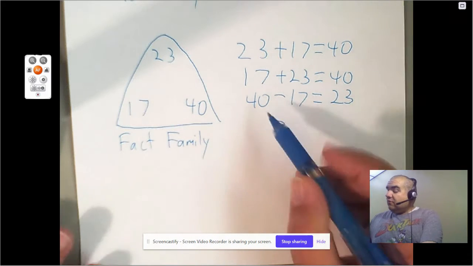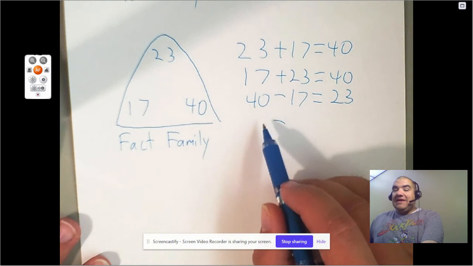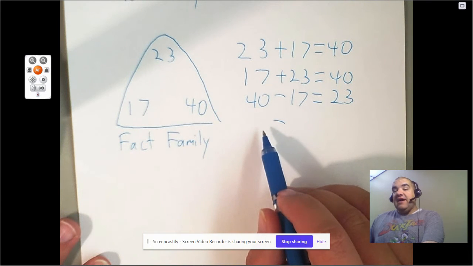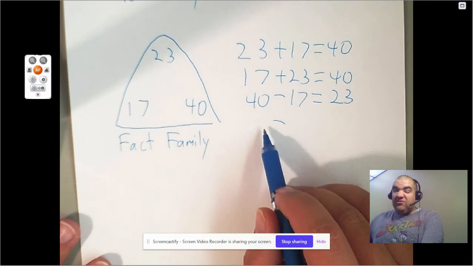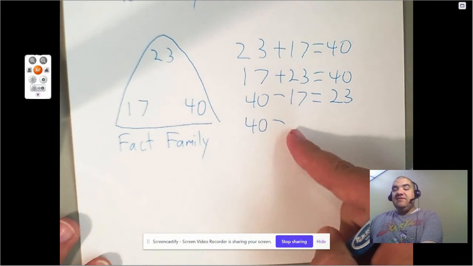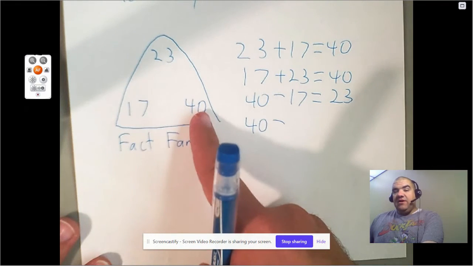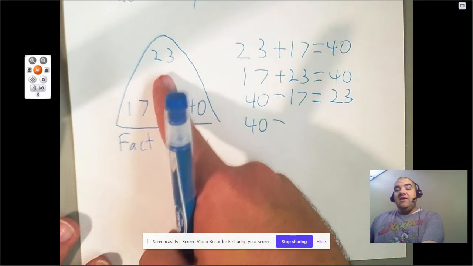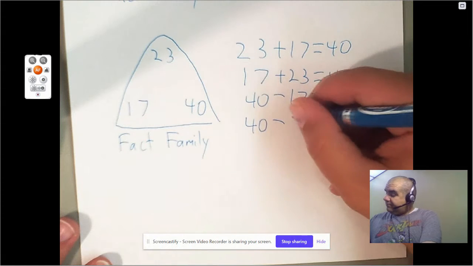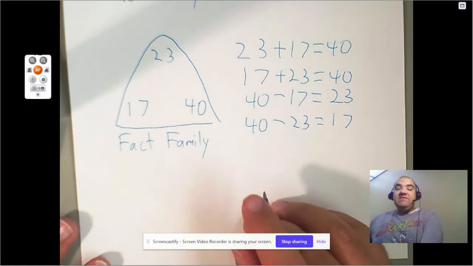Okay, so 40 minus 17 equals 23. Now, since it's got to be a subtraction, we know that it can't be a small number on this side because we haven't learned negative numbers yet. So it's going to be a 40. 40 minus 17 equals 23. No, we just did that. So it's got to be the other one. 40 minus 23 equals 17. Fact families have the same three numbers.